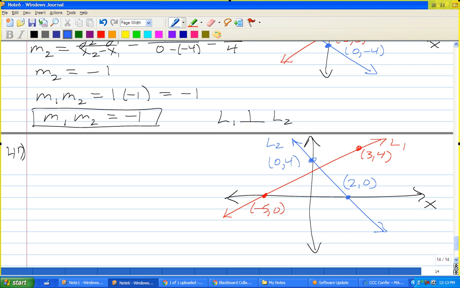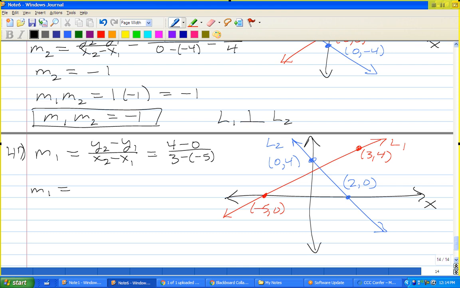Okay, so let me do the slope of the first line, delta y over delta x. And so let's do 4 minus 0 over 3 minus a negative 5, which is the same as 4 minus 0, 4. 3 minus a negative 5, same as 3 plus 5, which is 8. 8 divided by 4 is 2.